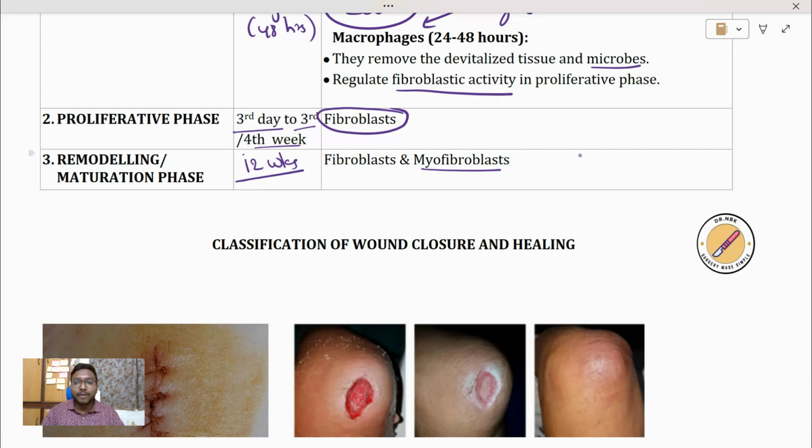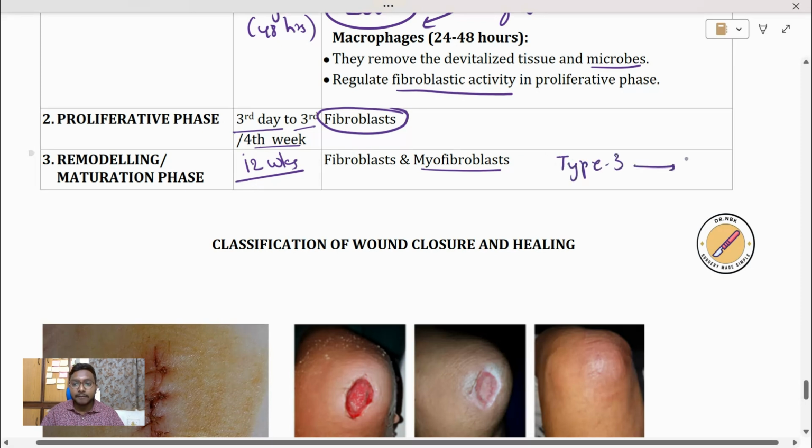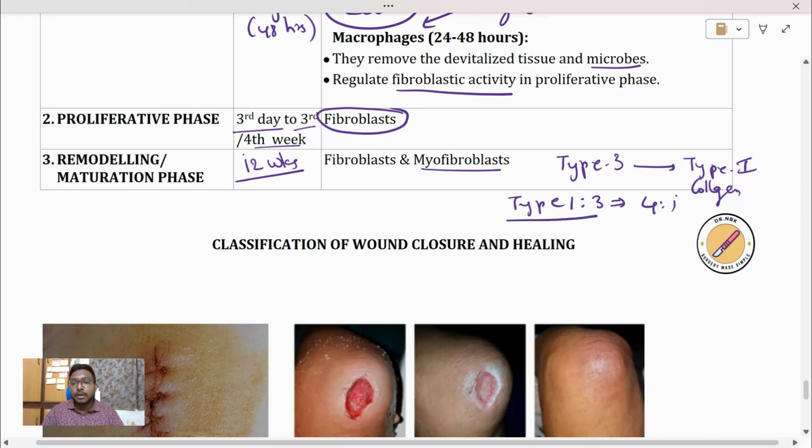Here one important point we need to understand is that type 3 collagen, which is initially there, will be converted into type 1 collagen. Ultimately, the ratio of type 1 to type 3 collagen will become 4 is to 1. Okay, right.